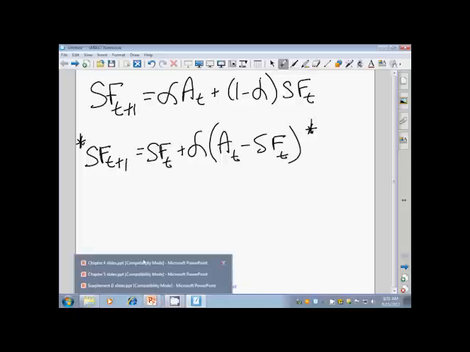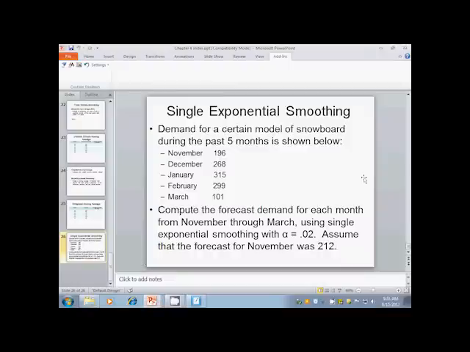So if we go and take a look at our single exponential smoothing problem, which is slide 26, we have a demand for a certain model of snowboard during the past 5 months, shown below, November through March, with the respective actual demands. Compute the forecasted demand for each month from November through March using single exponential smoothing with an alpha of 0.02. Assume that the forecast for November was 212. You need to have a starting forecast here. So we're going to assume that our November forecast was 212.